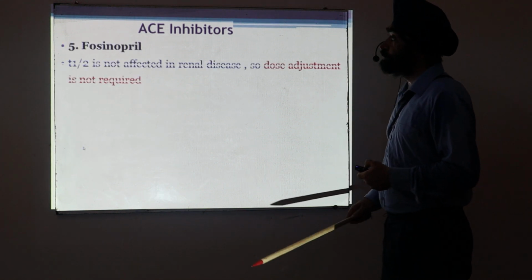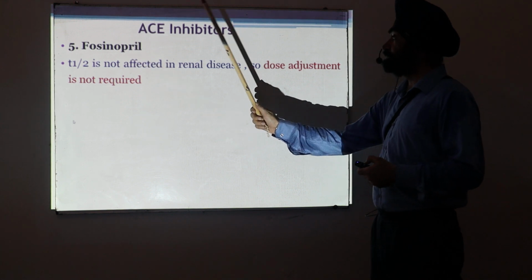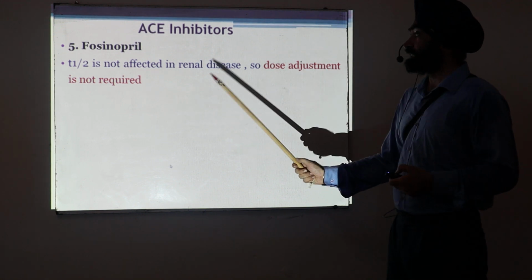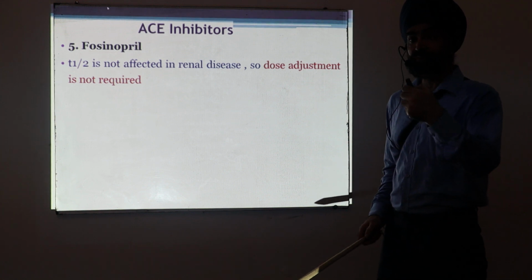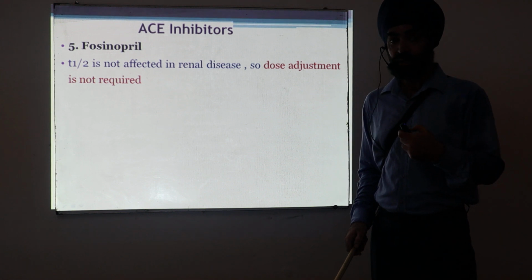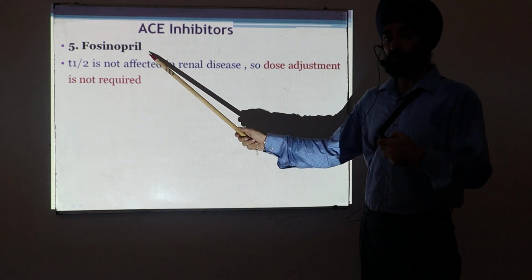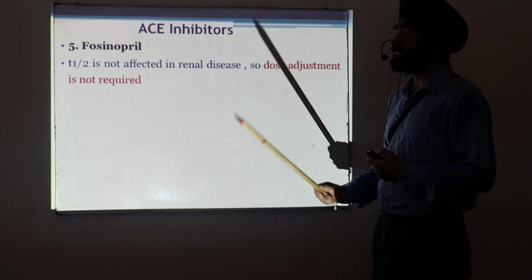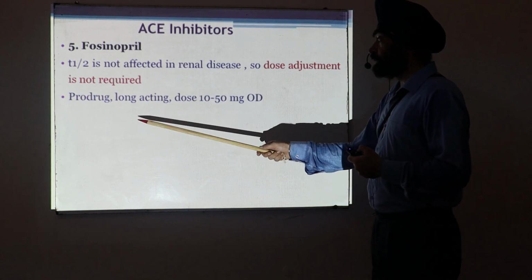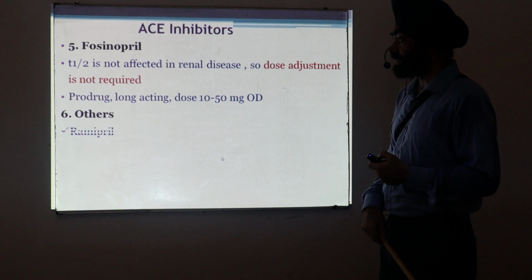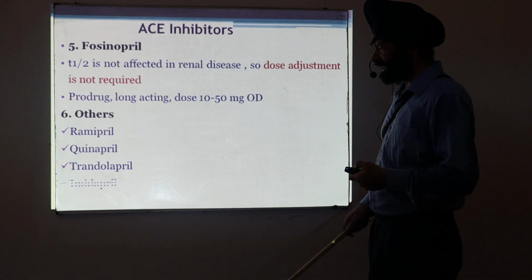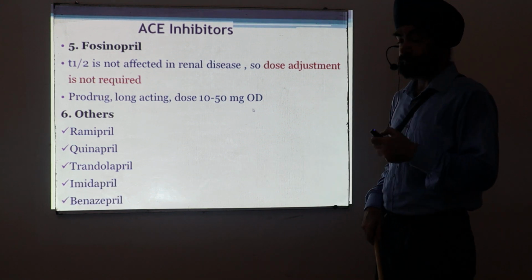Fosinopril: the advantage is that if the person has a renal disease, there is no need for dose adjustment. What I am telling is, with renal disease you usually have to go for a dose adjustment, but fosinopril can be given without dose adjustment even in renal disease, because it is extensively metabolized by the liver. It is a prodrug, long-acting. Then some other drugs, I will name them: ramipril, quinapril, trandolapril, benazepril, like these.